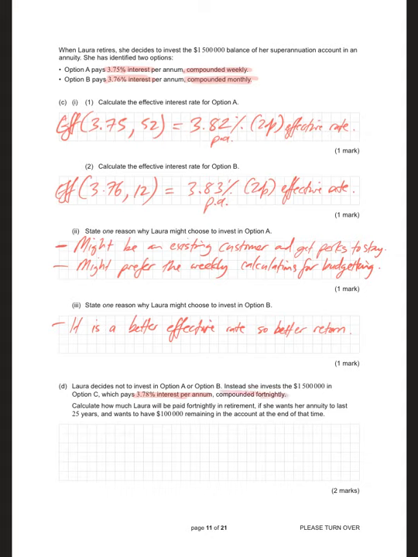3.78% interest, compounding fortnightly. She wants her annuity to last 25 years and she wants to finish with 100 grand at the end. Trying to work out how much can she be paid fortnightly. This is one of the trickier TVM solvers we've had to do. She wants to last 25 years. Going fortnightly, so 25 times 26.